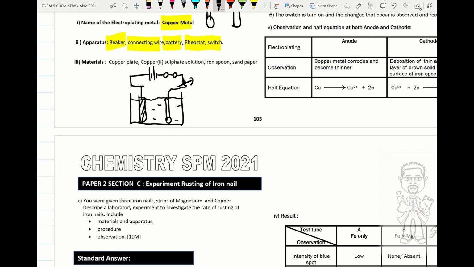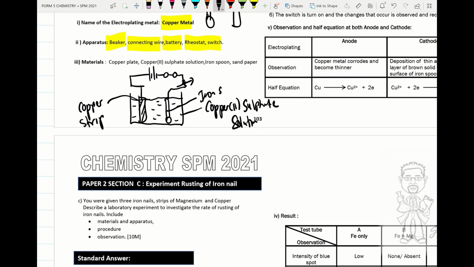For the solution, the electrolyte that we should take, we must remember the electrode here is a copper electrode, so we put a copper strip. So the electrolyte must contain copper(II) ion. The suitable electrolyte will be copper(II) sulfate solution. Please put here, this is the iron spoon.